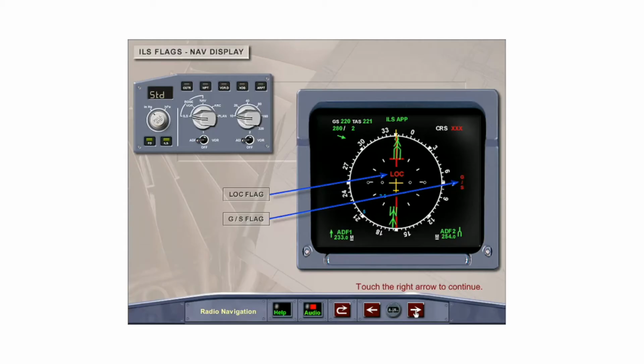The navigation display will display the red glide slope flag for a glide slope failure, with a red localizer flag in the center of the navigation display for a localizer failure. The localizer failure will cause the deviation bar to disappear. A failure of the ILS will cause the ILS pointer to turn red and point to the 12 o'clock position.